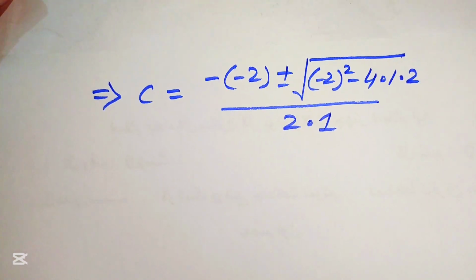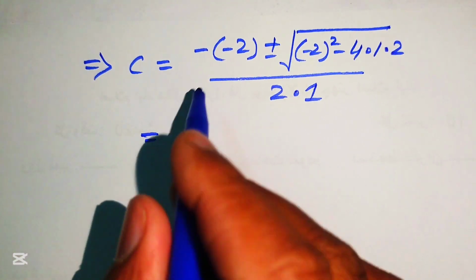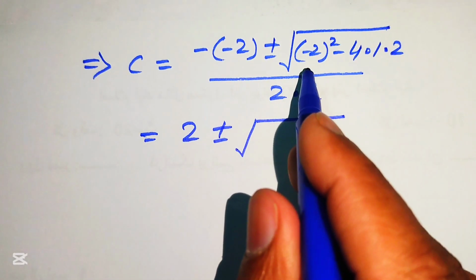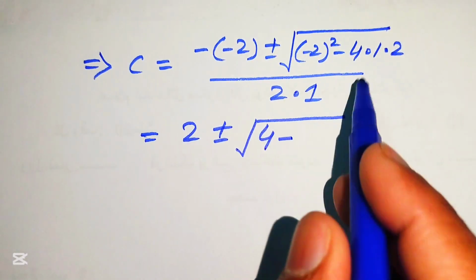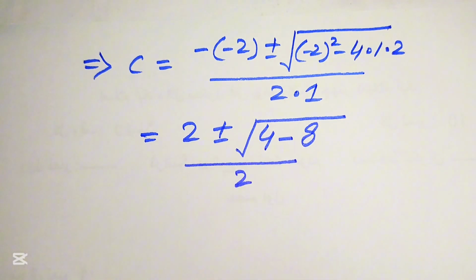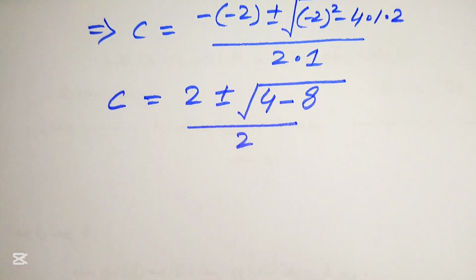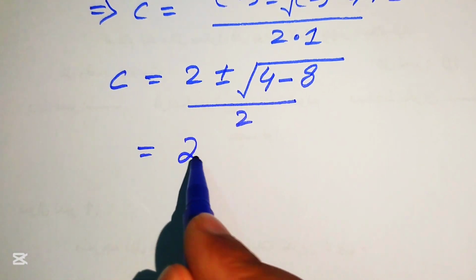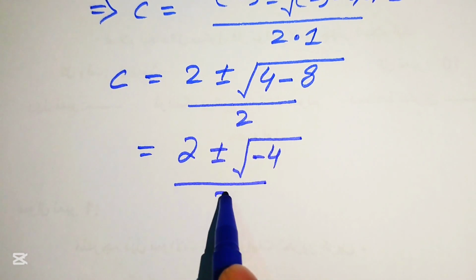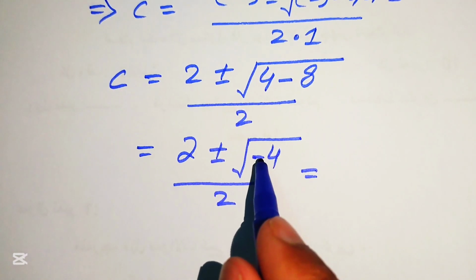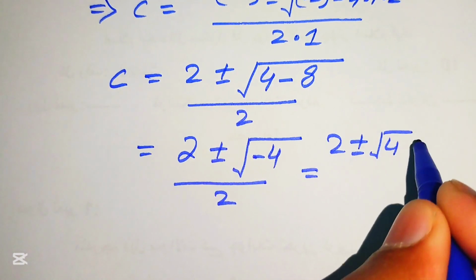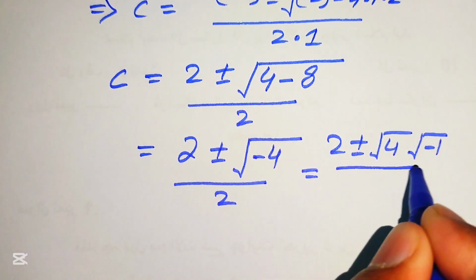In the next step we need to simplify the terms. Minus times minus becomes plus 2, plus minus square root of (-2)² which equals 4, minus 4 times 2 which becomes 8, divided by 2 times 1 which equals 2. We need more simplification, so we write it as 2 ± square root of (4 - 8), which equals -4, divided by 2. Now we break this radical sign and write it as 2 ± square root of 4 times square root of -1, divided by 2.